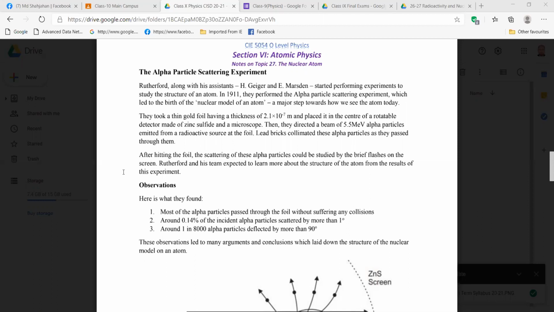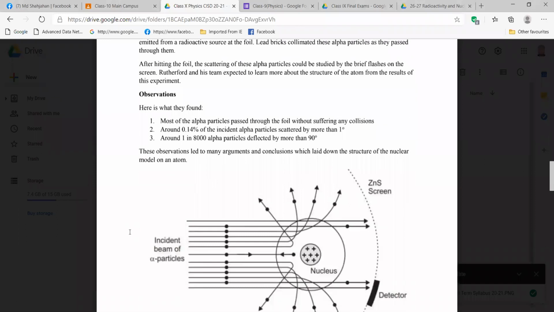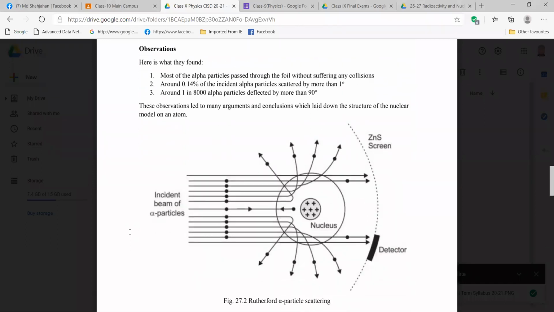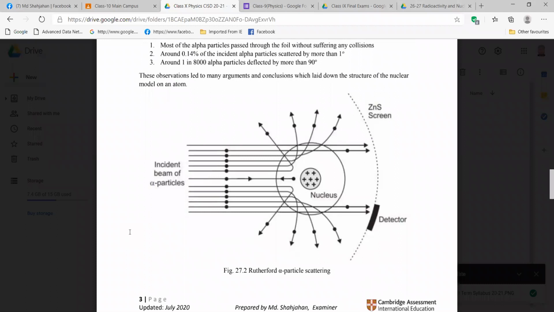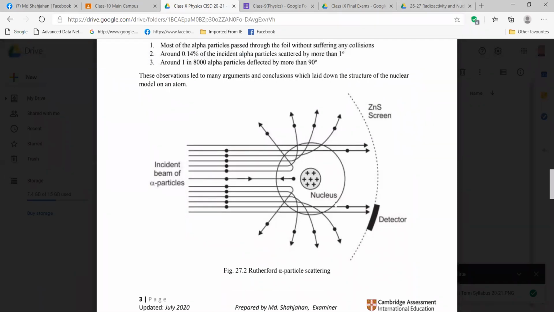So from these three observations, we will go for three conclusions later on. So you continue, please. These observations led to many arguments and conclusions which laid down the structure of the nuclear model of an atom. Yeah, the diagram is shown here. Look, the observations are also shown in the diagram.